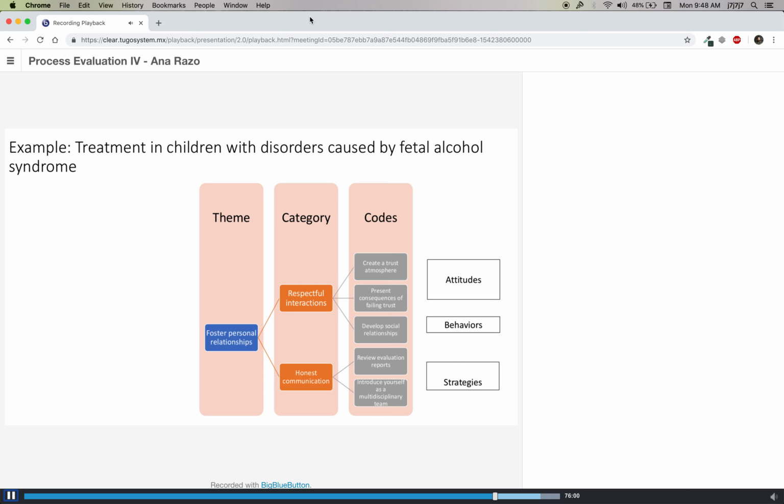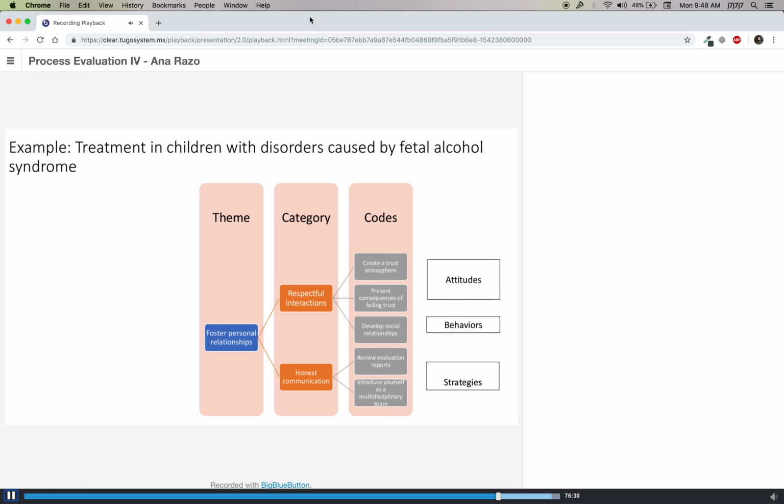So we're talking about the fact that we have different labels or tags. We're going to have behaviors, attitudes, and strategies. How are we going to achieve that honest communication, or how can we foster honest communication? So these are the elements that are going to help us to analyze the relation between themes, categories, and codes. This is the method of analysis that we're going to be using for the analysis of the report.